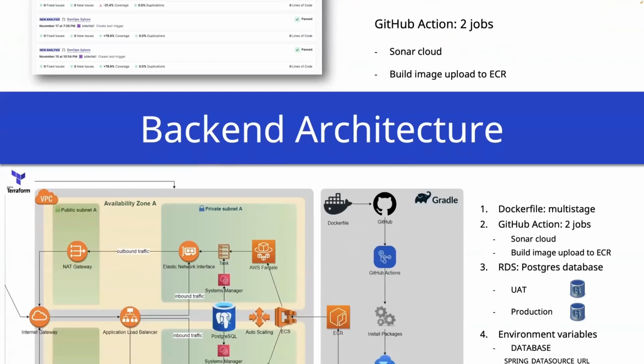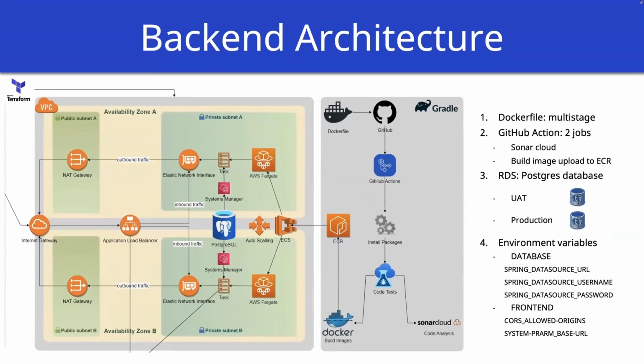And two Postgres databases, for the test and production environments, were created. Front-end and database environment variables can be inserted in the ECS container. That is how we connect our backend server to the database and front-end.